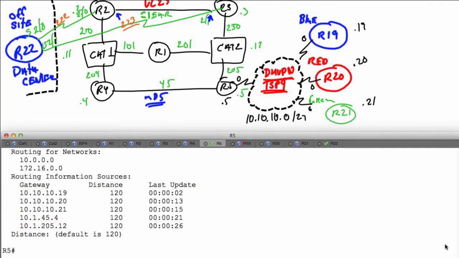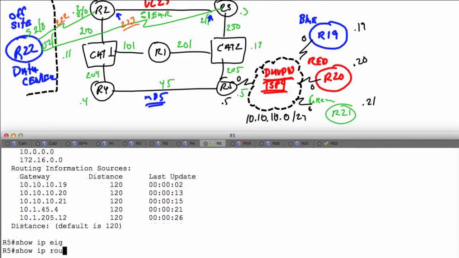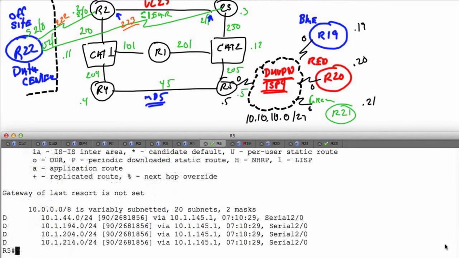So the question is, show IP EIGRP or show IP route EIGRP. All right, well, I'm learning prefixes 10.1.194, 10.1.204, 10.1.214, and these are all showing up in my routing table as EIGRP prefixes.